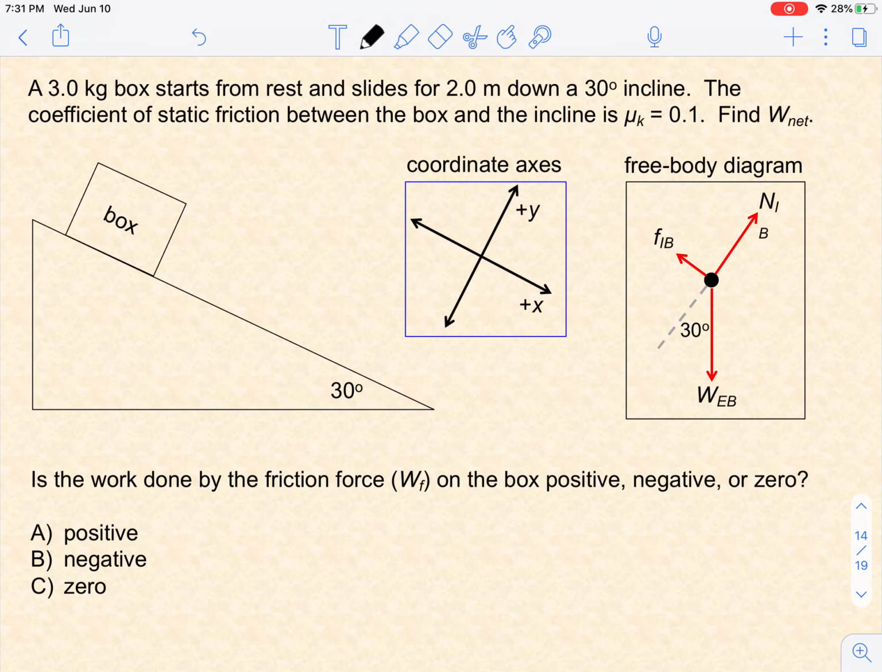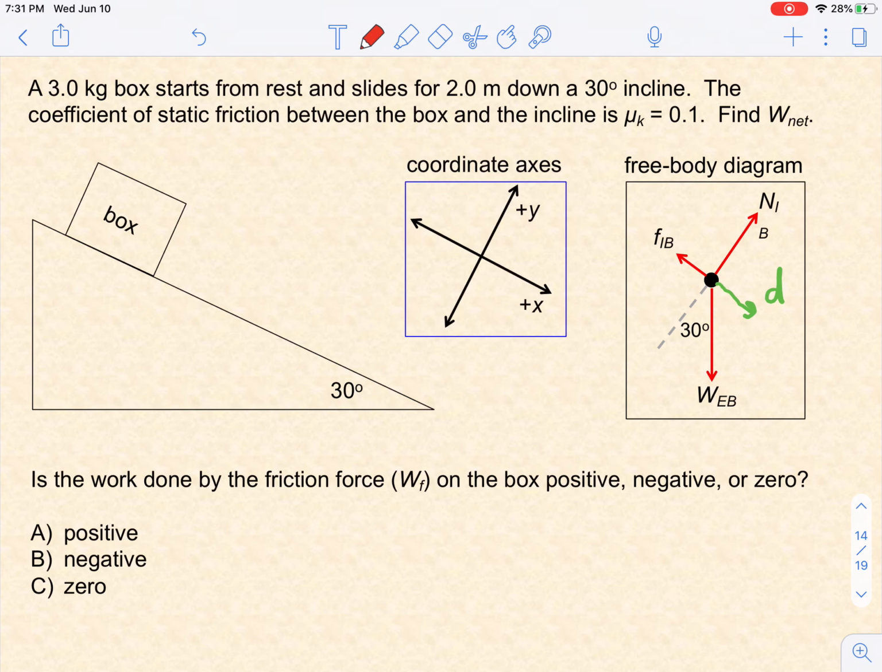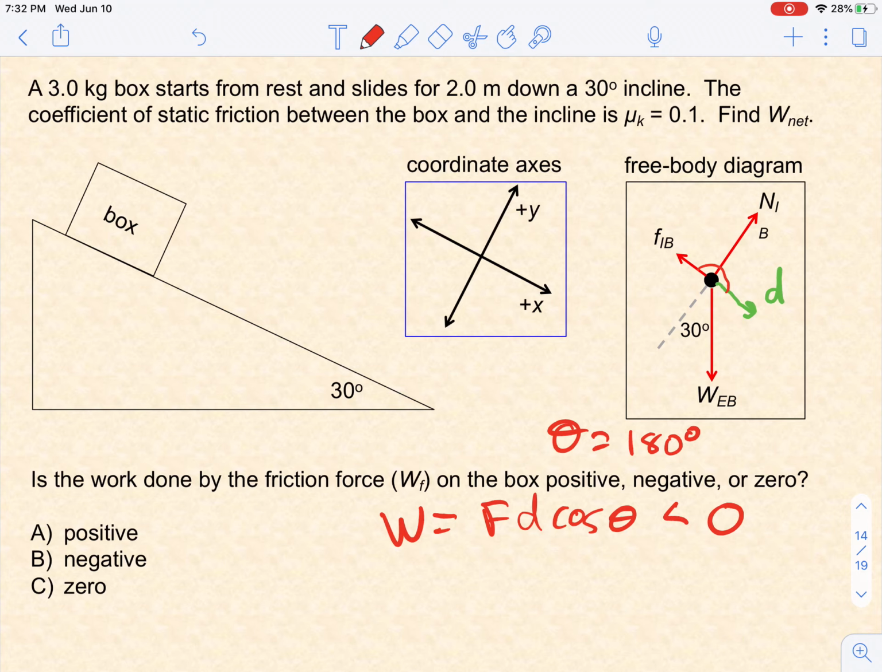Okay? What about now the force of friction, though? Clearly, this is not perpendicular to the displacement. At what angle is the friction pointing with respect to the displacement? So the displacement vector is going to maybe look something like this, right? Okay, with a displacement vector pointing down the plane like that, then I can see that theta between the friction force and the displacement vector, theta is going to equal 180 degrees. So in work equals FD cosine theta, I'm plugging in 180 degrees, so that results in a -1. Okay, so I can see that this is going to be less than 0, i.e. negative.